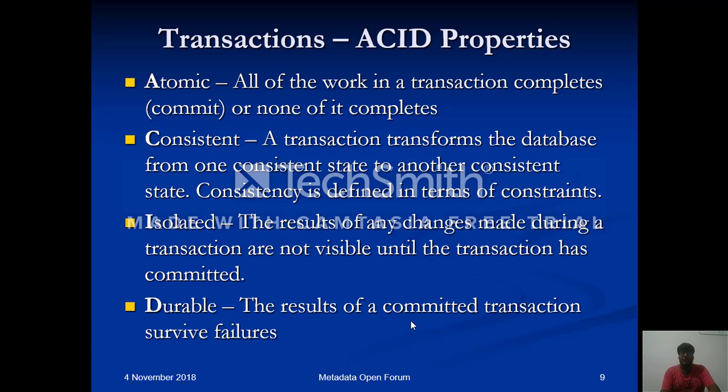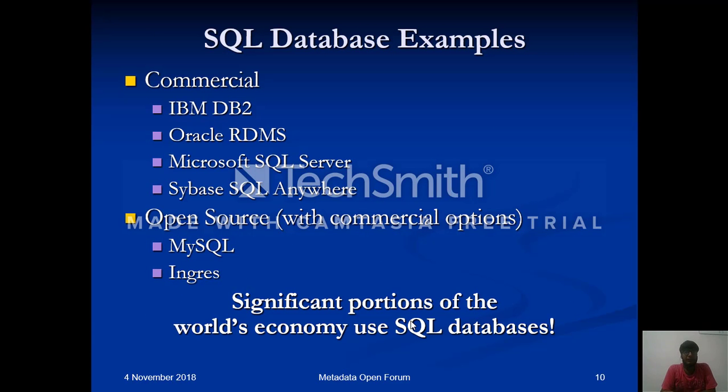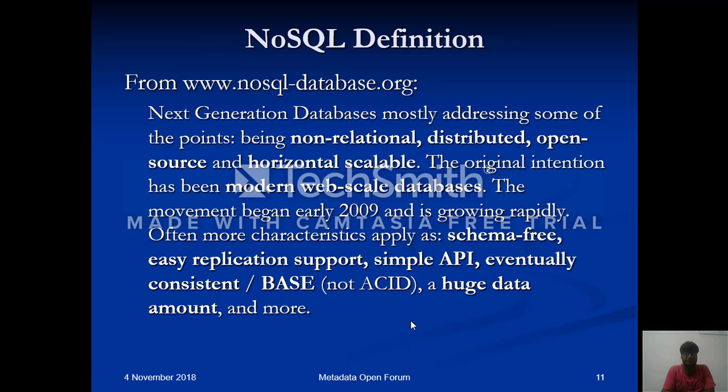Atomic: all the work in a transaction completes, commit, or none of it completes. Consistent: a transaction transforms the database from one consistent state to another consistent state. Consistency is defined in terms of constraints. Isolated: the results of any changes made during a transaction are not visible until the transaction has been completed. Durable: the results of committed transactions survive failures. Database examples are IBM, Oracle, Microsoft SQL Server, and open source MySQL. A significant portion of the world's economy uses SQL databases.